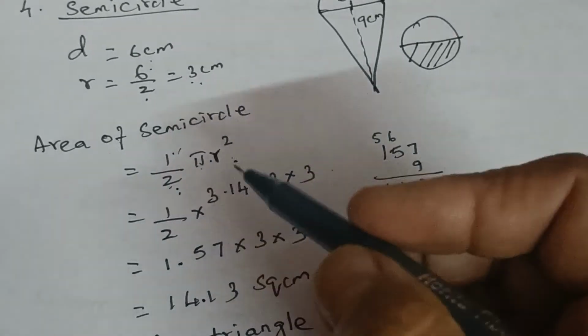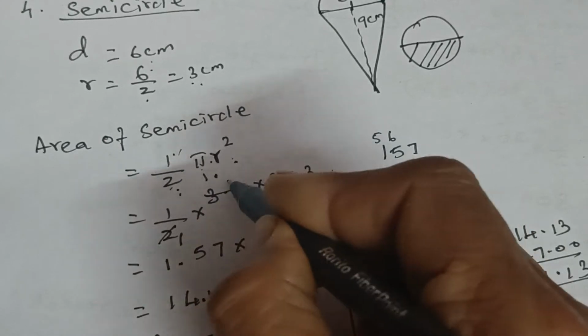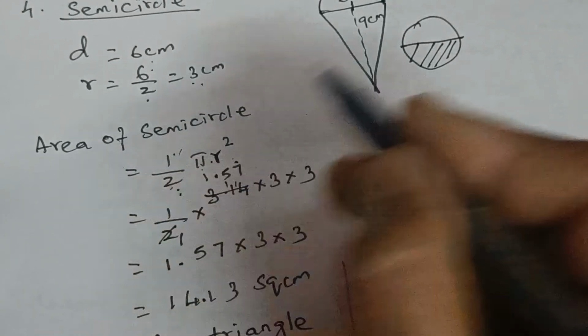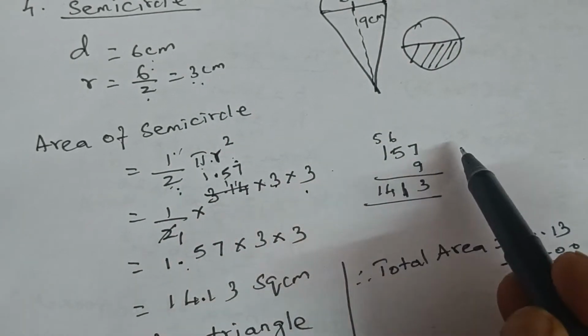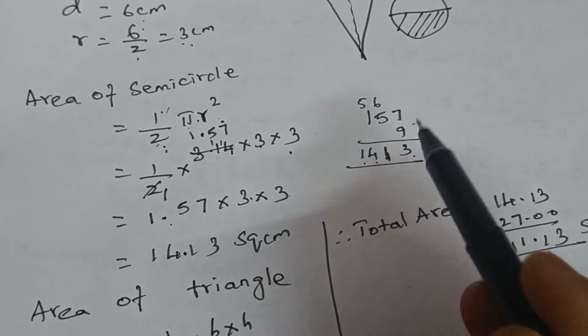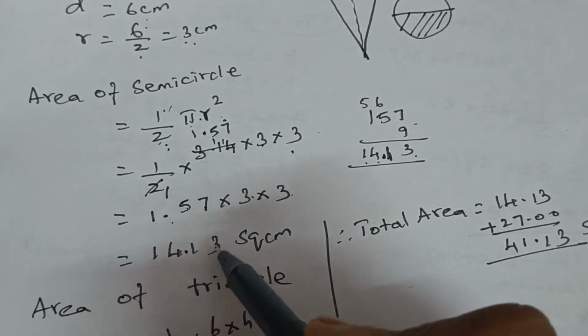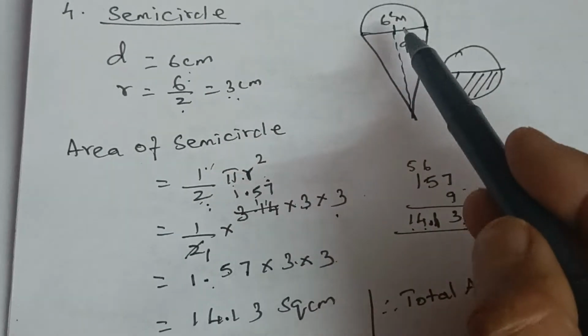Now cancel 2 and 1.3.14. 2 ones are 2. 2 ones are 2. Carry 1. In 11, 2 5s are 10, and carry 1. 2 7s are 14. So it becomes 1.57 into 3 into 3. So 157 into 3, 3 3s are 9. You multiply, you get 1413. After 2 digits, you keep the point. It becomes 14.13 square centimeter, which is the area of the semicircle. We have finished with the semicircle.